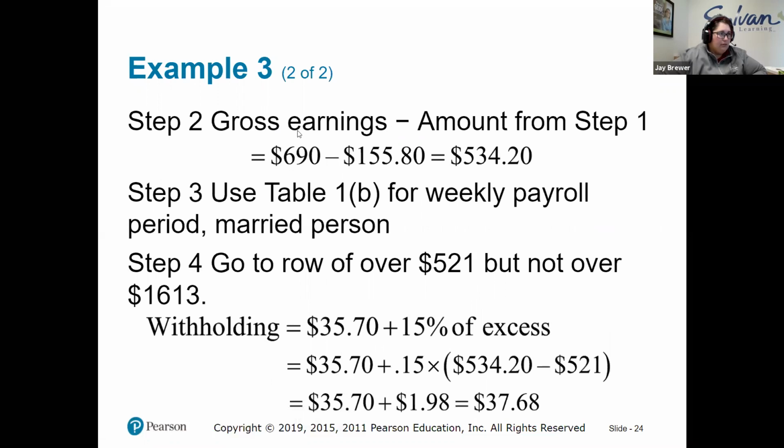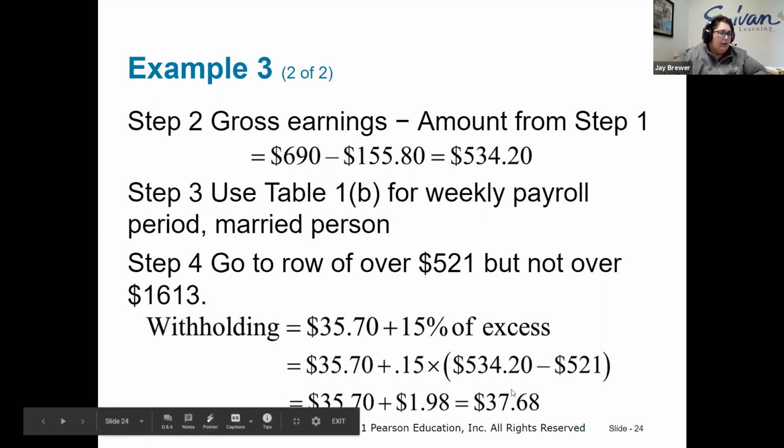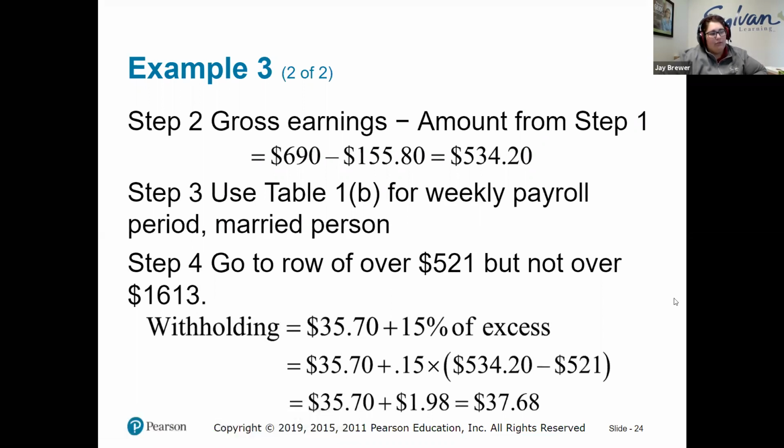You then take the weekly earnings, subtract what would be withheld. So use table 1B for weekly payroll per period, person married, go to over 521 but not over 1630. And then you kind of follow through with these steps. So she's only getting $37.68 withheld.